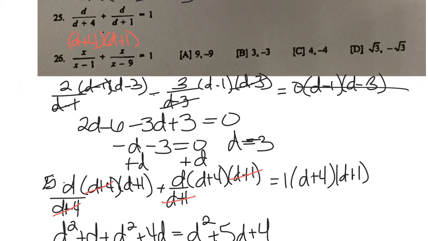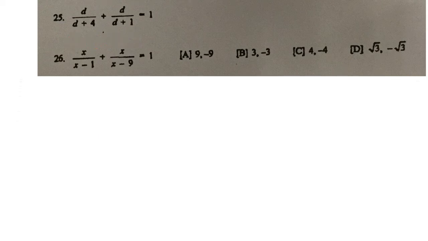And we're going to solve 26 the same exact way. So I'm going to write it down. Actually, I'll just delete some of this off. Okay, so number 26, we're going to multiply by x minus 1, x minus 9.